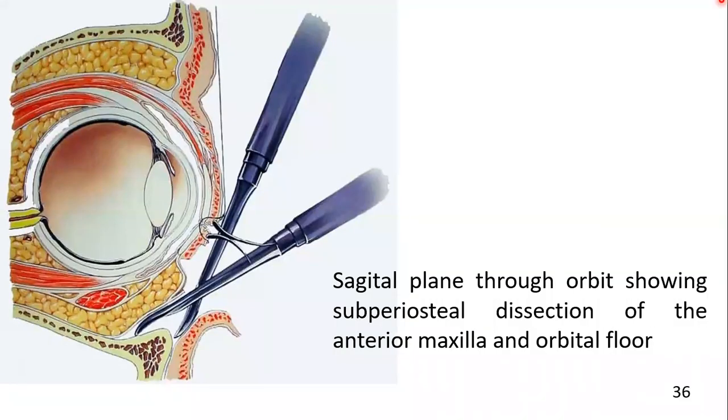Subperiosteal dissection of the anterior maxilla and orbital floor. Note in this diagram, you can see the periosteal elevator entering the orbit is placed almost vertically as the dissection proceeds behind the rim. In the anterior region, the floor of the orbit is at a lower level than the crest of the rim, necessitating dissection inferiorly just behind the crest of the rim.